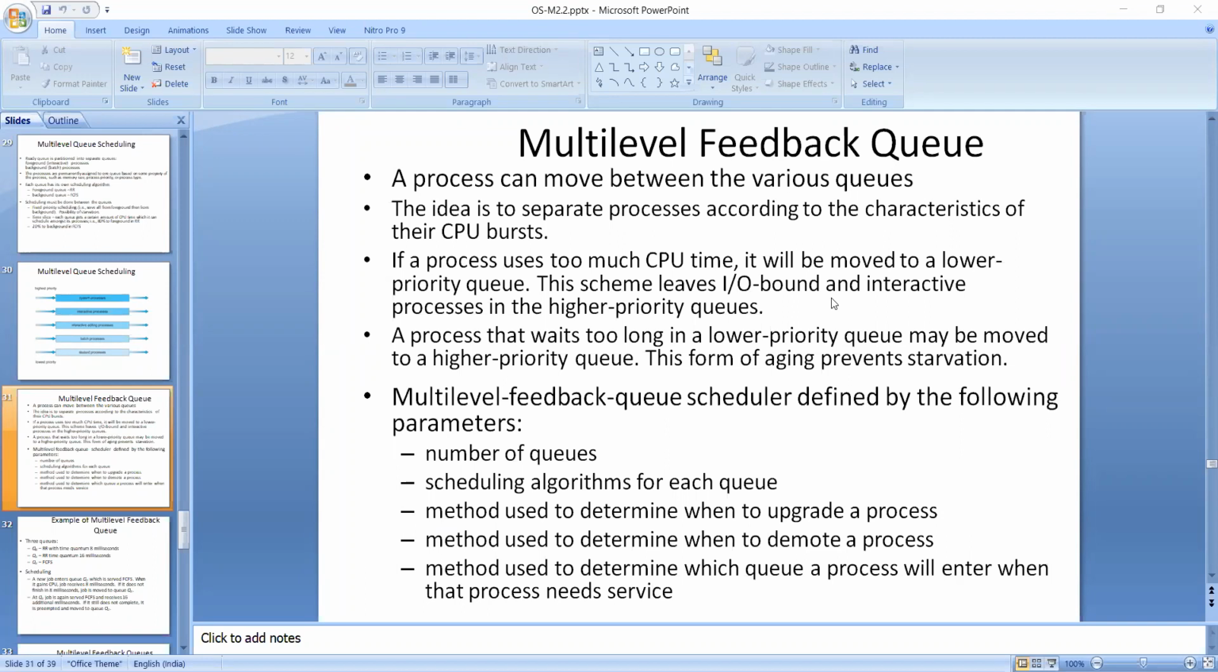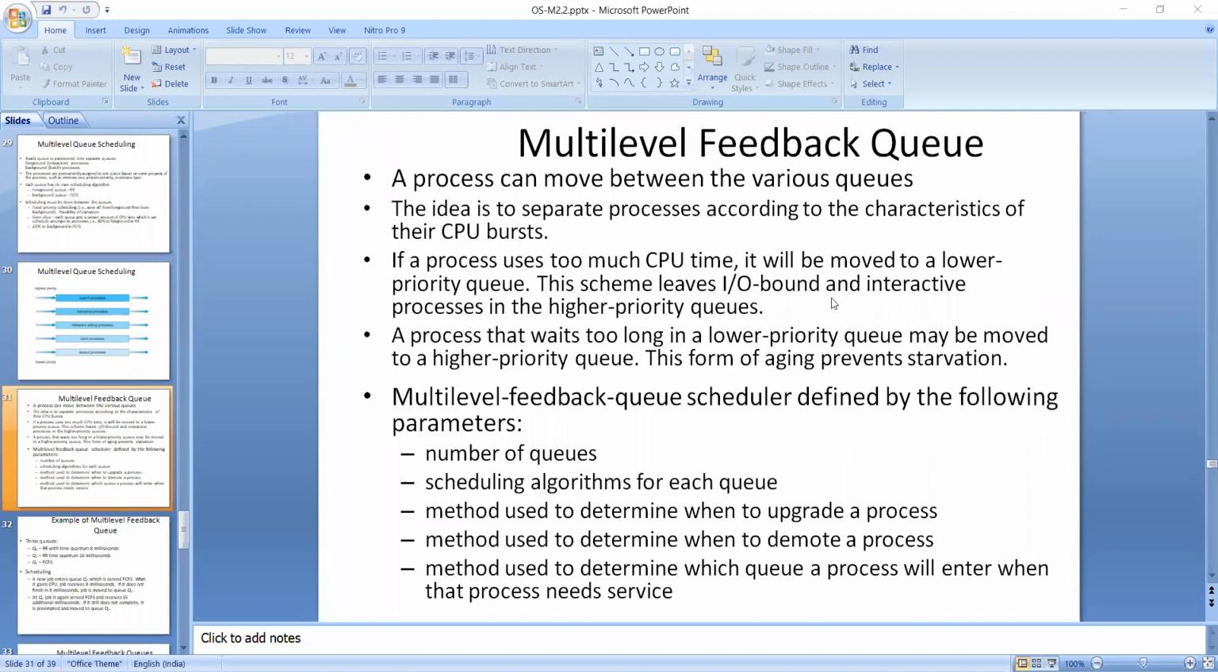If a process uses too much CPU time, it will be moved to a lower priority queue. If the process has a longer CPU burst time, then such a process will be moved to the lower priority queues. This scheme leaves the IO bound and interactive processes in the higher priority queues. The remaining processes will be moved to lower priority queues in multi-level feedback queues.